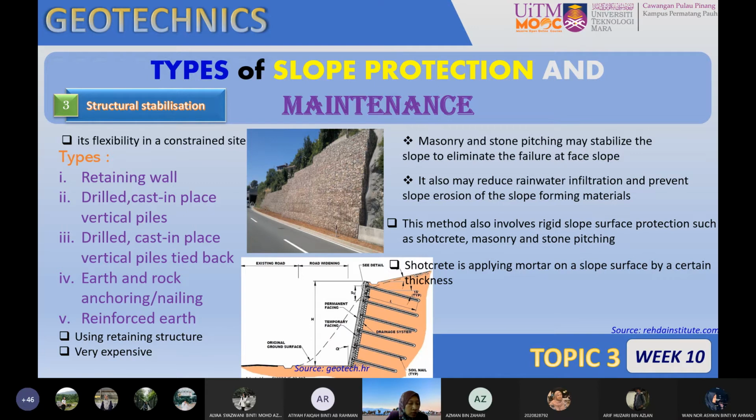Masonry and stone pitching may stabilize the slope and eliminate failure at the slope face. They may also reduce rainwater infiltration and prevent erosion of the slope forming materials. These methods involve rigid slope surface protection, such as shotcrete, masonry, and stone pitching. Shotcrete is applying mortar on a slope surface to a certain thickness.